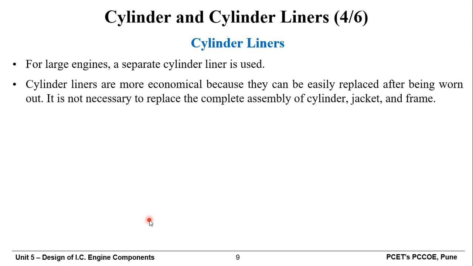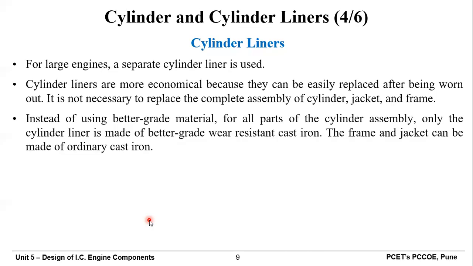And if the cylinder is manufactured as a single unit, and there is continuous wear, then we need to replace the whole cylinder. So if we have a separate cylinder liner, then we just replace that liner and can use the remaining components, that is the cylinder, jacket and frame, as they are. So it will minimize the operating cost. That is the major advantage of the cylinder liner.